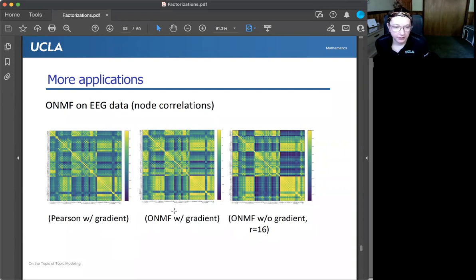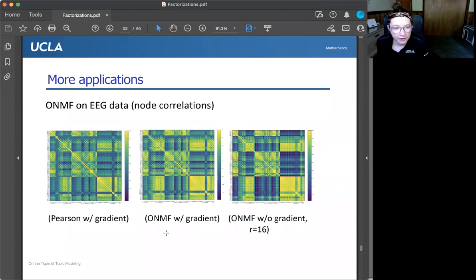If we do the same thing with the ONMF dictionary atoms, we get something similar. It's actually quite similar in this case. Here we were learning the dictionary atoms with the gradient and the raw data. But what I find very interesting is if we apply ONMF just to the raw data, we give it no gradient information whatsoever, but we allow for more topics, so more robust dictionary atoms, then this is the Pearson correlation of just those dictionary atoms.